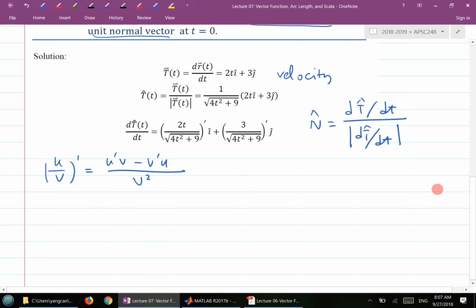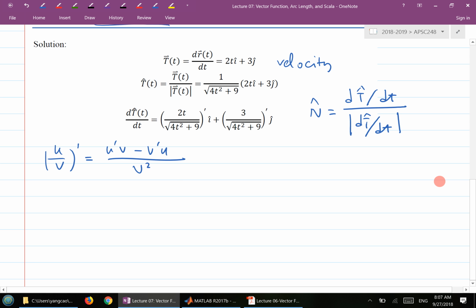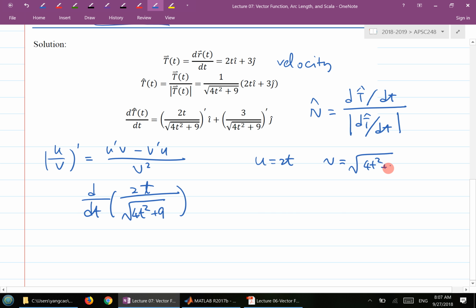So I'll use quotient rule for this example right here, and I'll calculate the derivative for the first term first. So we're talking about derivative of the first term. So remember, in this case here, my u is 2t and v is square root 4t squared plus 9. And often for square root, you can write it in the powers format. So that's to the power 1 over 2.